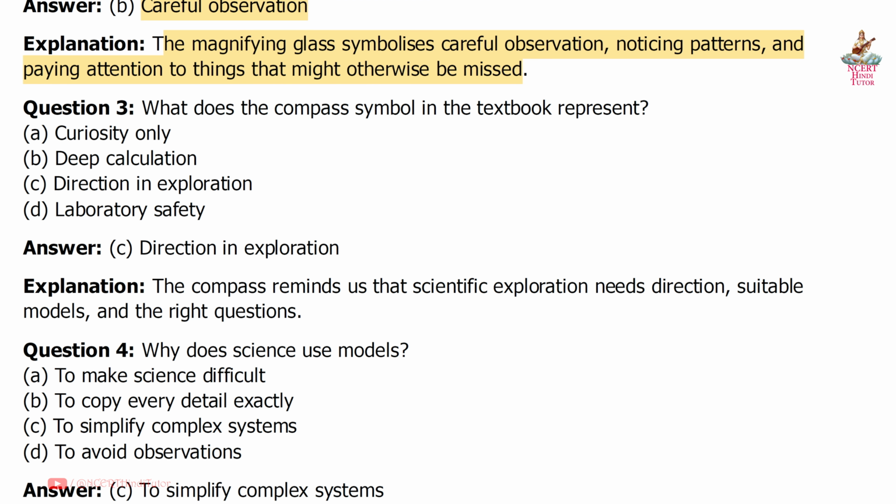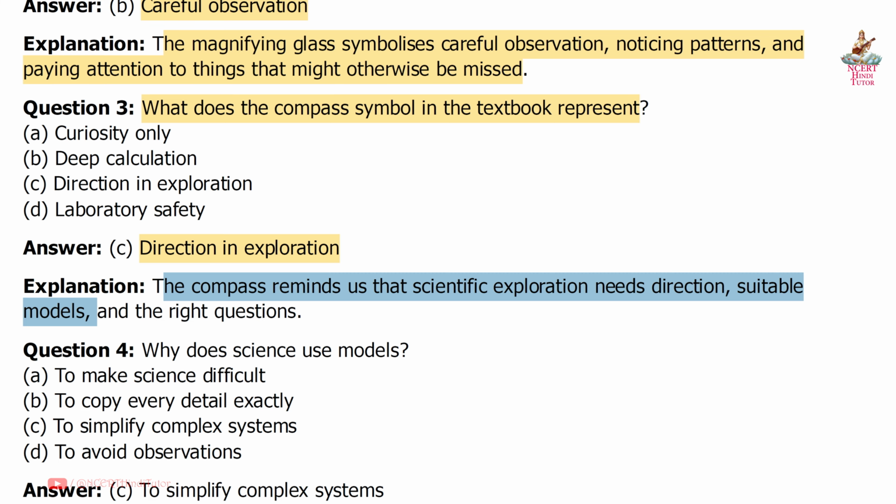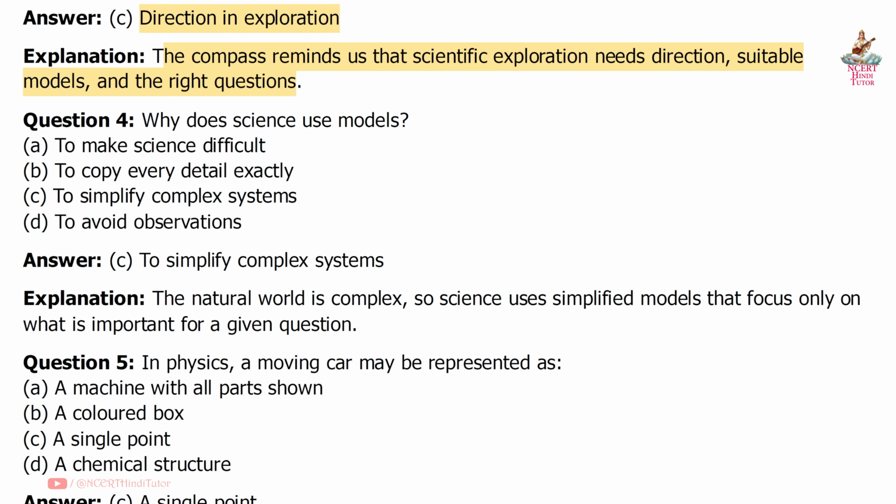Question 3. What does the compass symbol in the textbook represent? Answer C. Direction in exploration. Explanation: The compass reminds us that scientific exploration needs direction, suitable models, and the right questions. Question 4. Why does science use models? Answer C. To simplify complex systems.